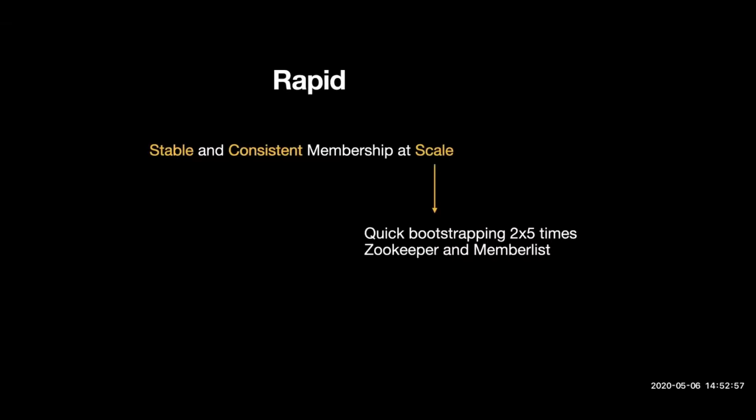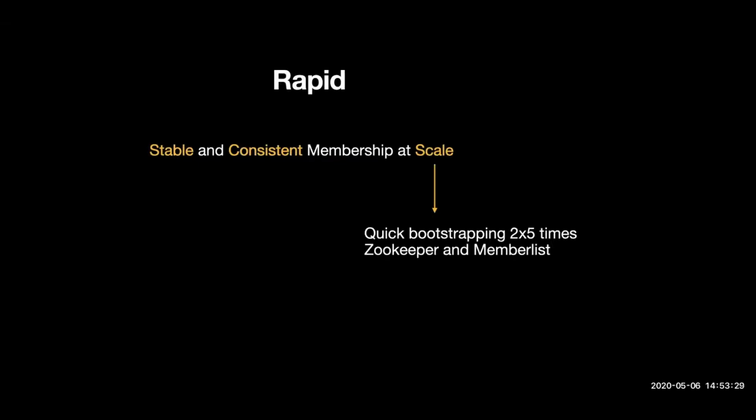To work around this lack of stability, they come up with rules where the operators can add only one node at a time and wait 2 minutes in between. So even setting up a small cluster can take hours. They say that with Rapid they can bootstrap a cluster 2 to 5 times faster than Zookeeper and Memberlist.